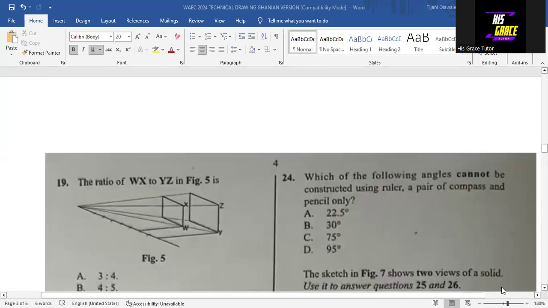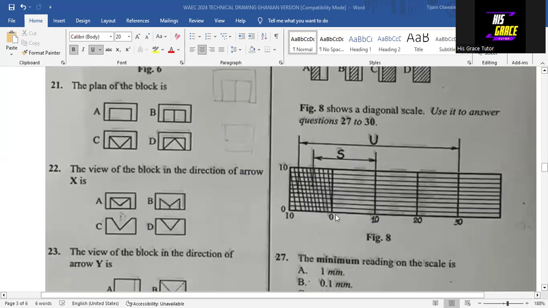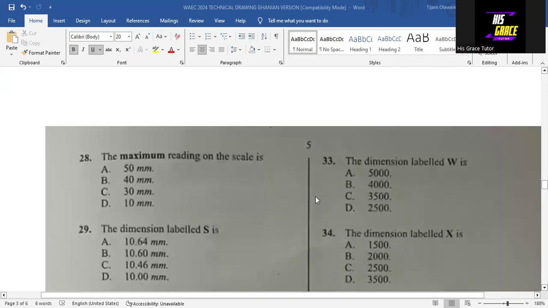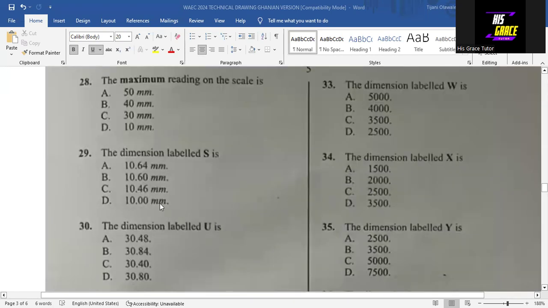so dimension labeled S, I want us to see it very well. So this is 10, and this is 10.1, 10.2, 10.3, 10.4, 10.5. Okay, it is on 10.4. Then we go up 10.41, 10.42, 10.43, 10.44, 10.45, 10.46, and 10.47. I don't know if it's on that of 6, but let's see, 10.4 something. So this is 10.46. So the answer is 10.46.